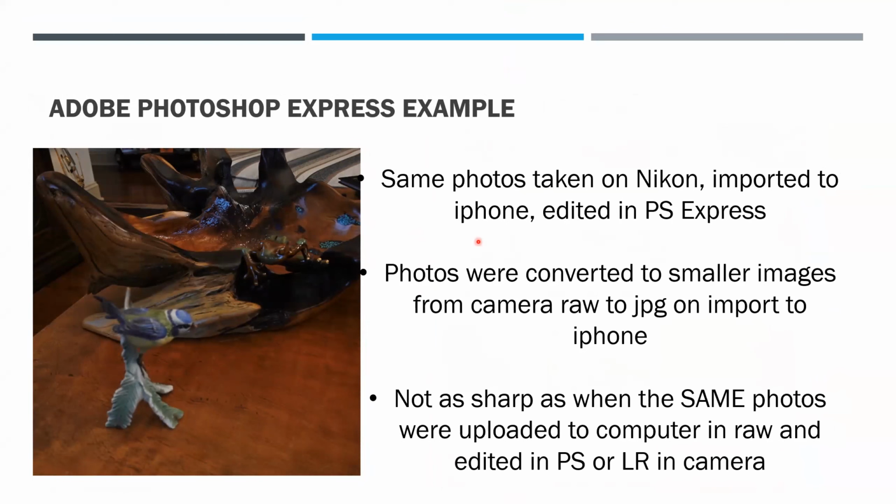I imported them to my phone, but when I imported them to my phone, I take my pictures in RAW and large sizes, so I had to make them JPEG smaller sizes. So already I'm reducing the resolution, correct? Right. And not as sharp as when the same photos were uploaded to the computer in RAW and edited in Photoshop.